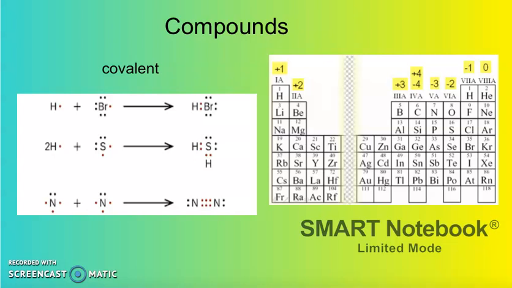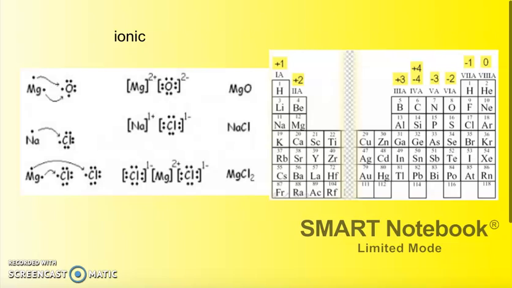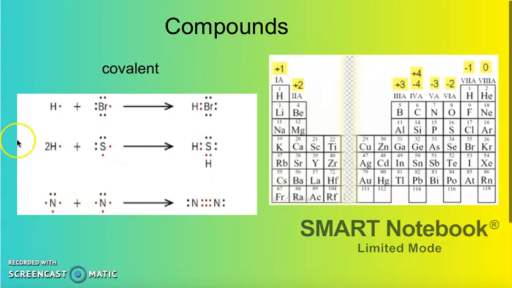I'd like to talk a little bit more about compounds. We've talked a little bit about compounds, but we haven't looked at them too in depth. We had covalent bonds in compounds, and we have ionic bonds in compounds. Let's take a look at some of both.